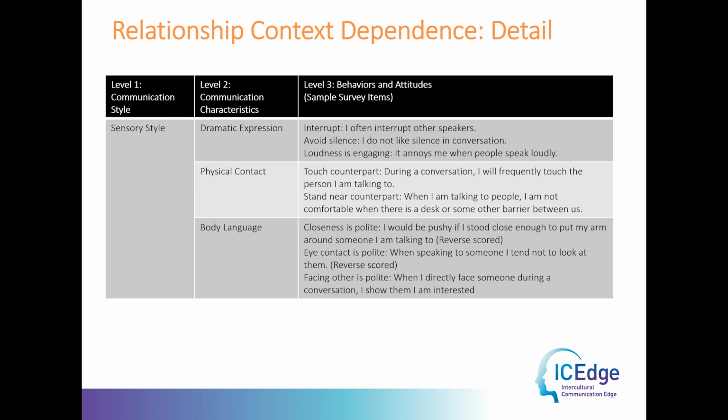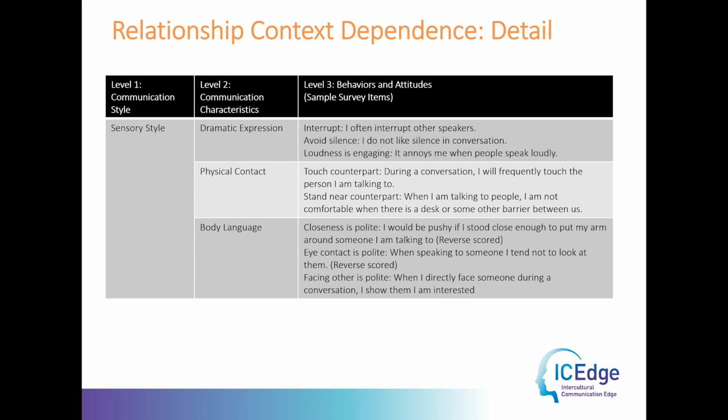Physical contact is broken up into 2 subscores: touching counterpart and standing near counterpart. For touching counterpart, a sample item is: during a conversation, I will frequently touch the person I'm talking to. And standing near counterpart, a sample item is: when I am talking to people, I am not comfortable when there is a desk or some other barrier between us.